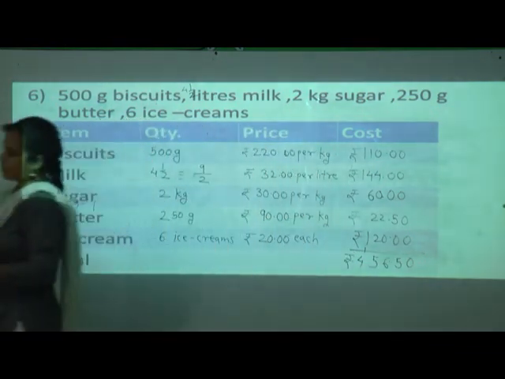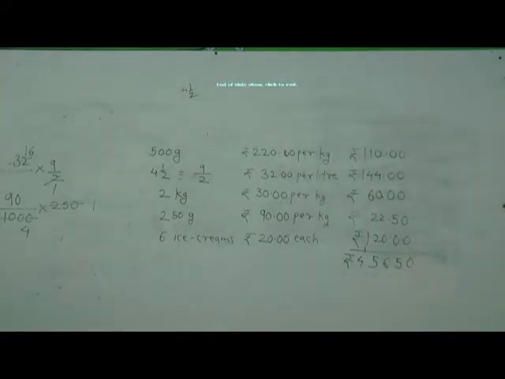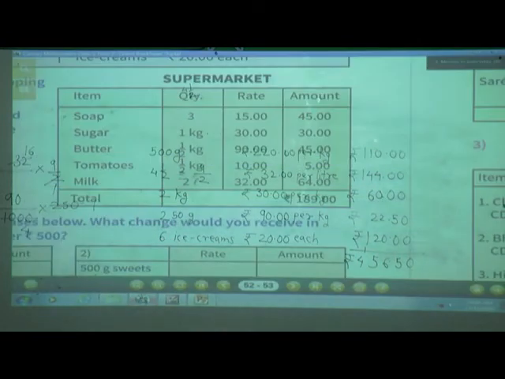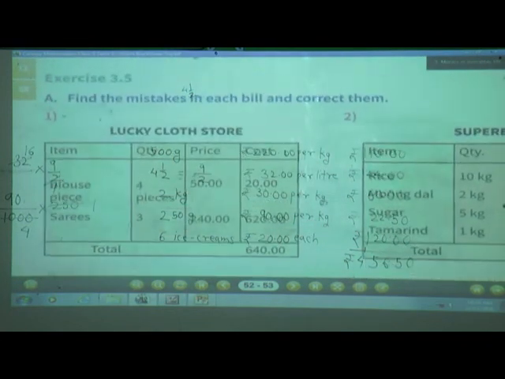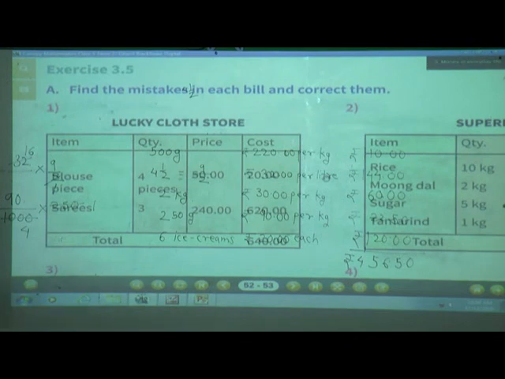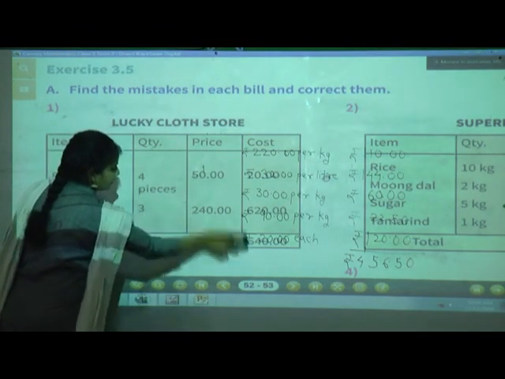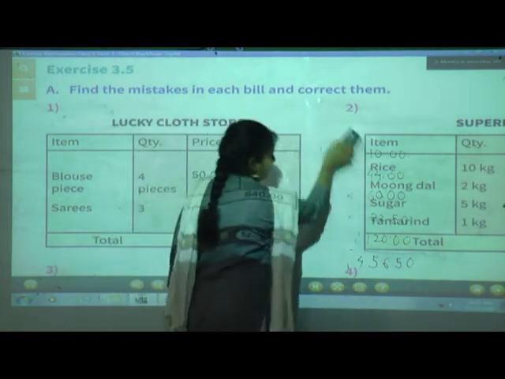Okay. Now students will see the next sum. Here, see, find the mistakes in each bill and correct them. Okay, so see carefully students what they have given here. You have to find the mistakes from these lists. Okay, so that's why do calculation properly.